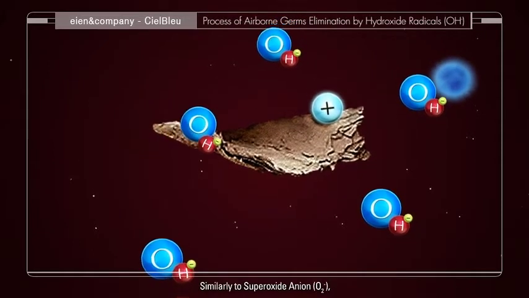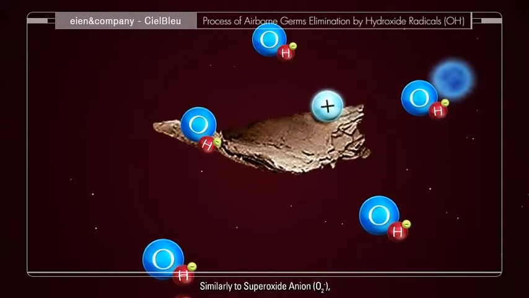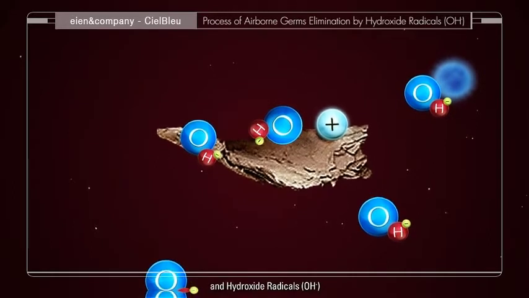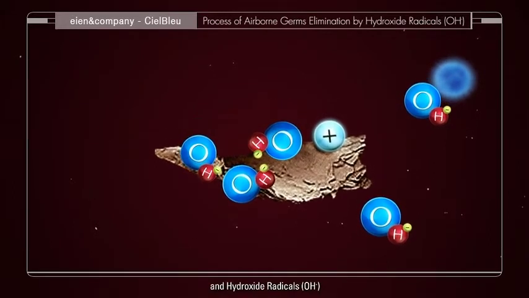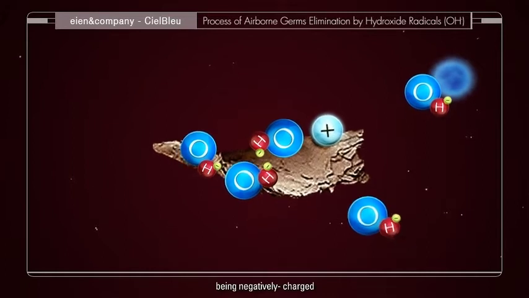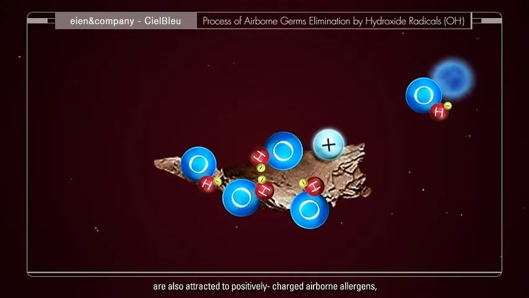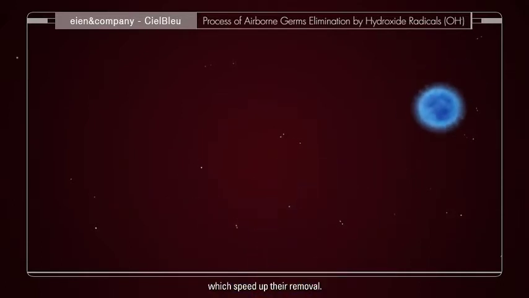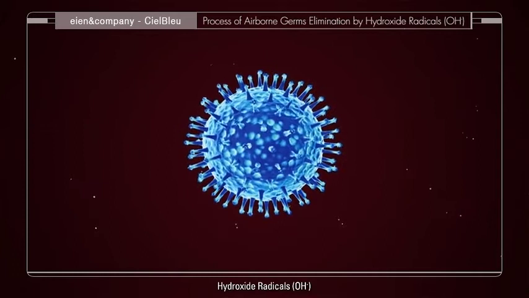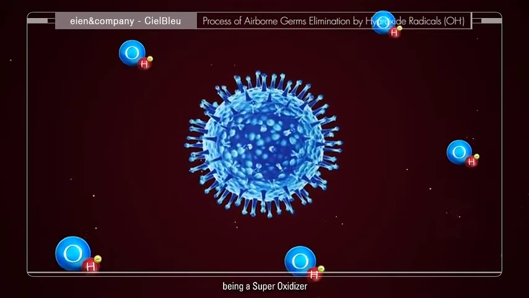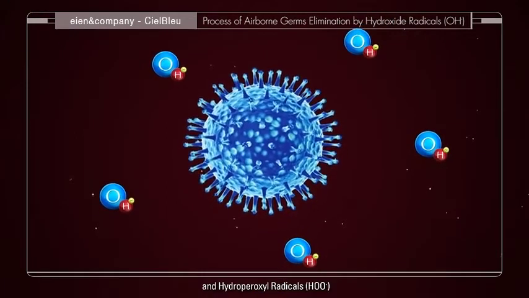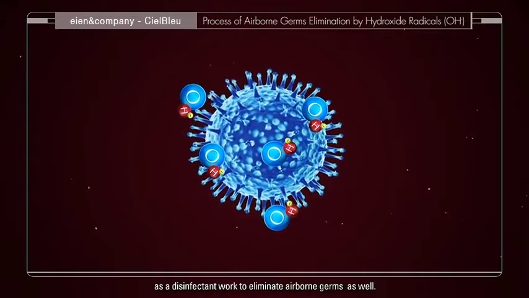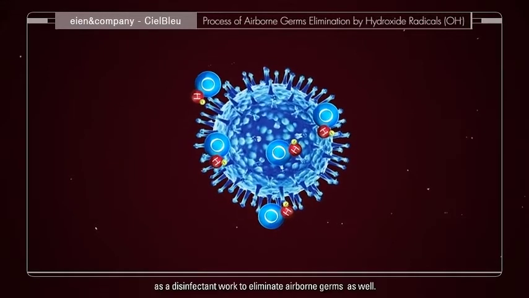Similarly to superoxide anion, O2-, hydroperoxyl radical, HOO-, and hydroxide radicals, OH-, being negatively charged, are also attracted to positively charged airborne allergens, which speeds up their removal. Hydroxide radicals, OH-, being a superoxidizer, and hydroperoxyl radicals, HOO-, as a disinfectant, work to eliminate airborne germs as well.